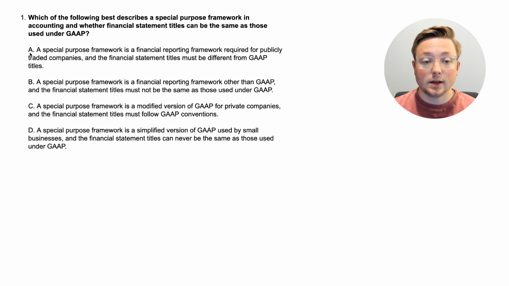All right, so A, a special purpose framework is a financial reporting framework required for publicly traded companies, and the financial statement titles must be different from GAAP titles. Okay. B, a special purpose framework is a financial reporting framework other than GAAP, and the financial statement titles must not be the same as those used under GAAP. C, a special purpose framework is a modified version of GAAP for private companies, and the financial statement titles must follow GAAP conventions. And D, a special purpose framework is a simplified version of GAAP used by small businesses, and the financial statement titles can never be the same as those used under GAAP.